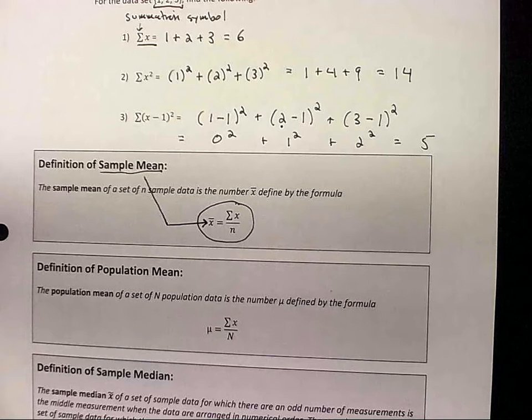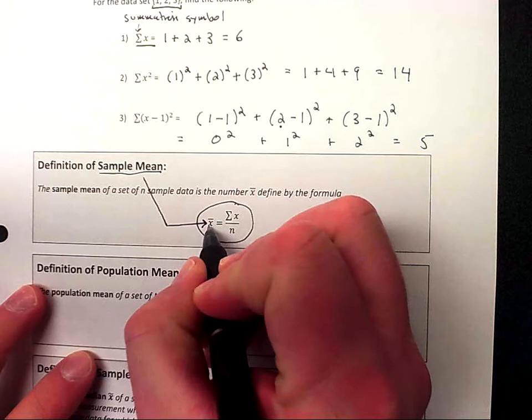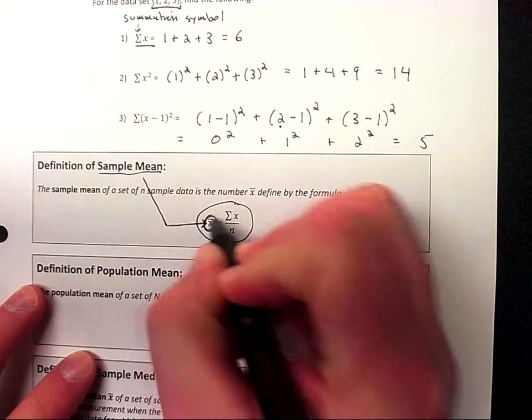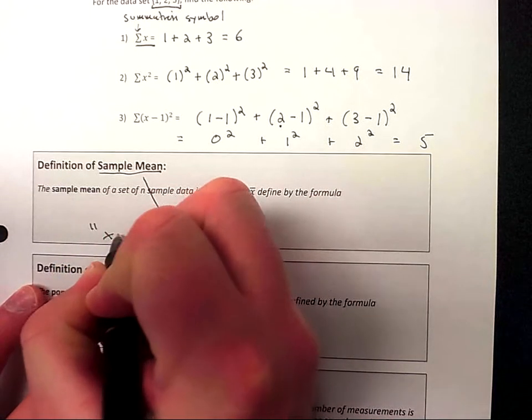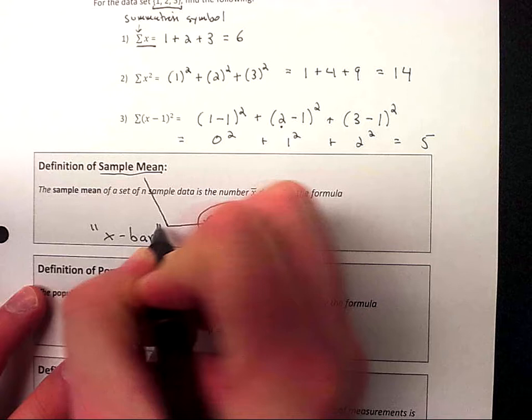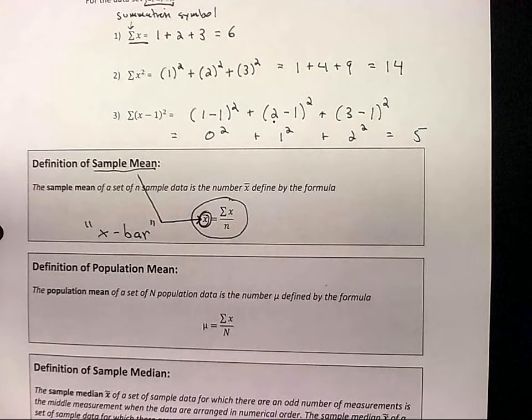So I'm telling you, you need to know that X bar is the symbol for the sample mean. And let me be really explicit about it. The way that you pronounce this symbol right here is X bar, right? It's like an X with a little line over it, and that's called X bar. Not that that's hard to memorize.